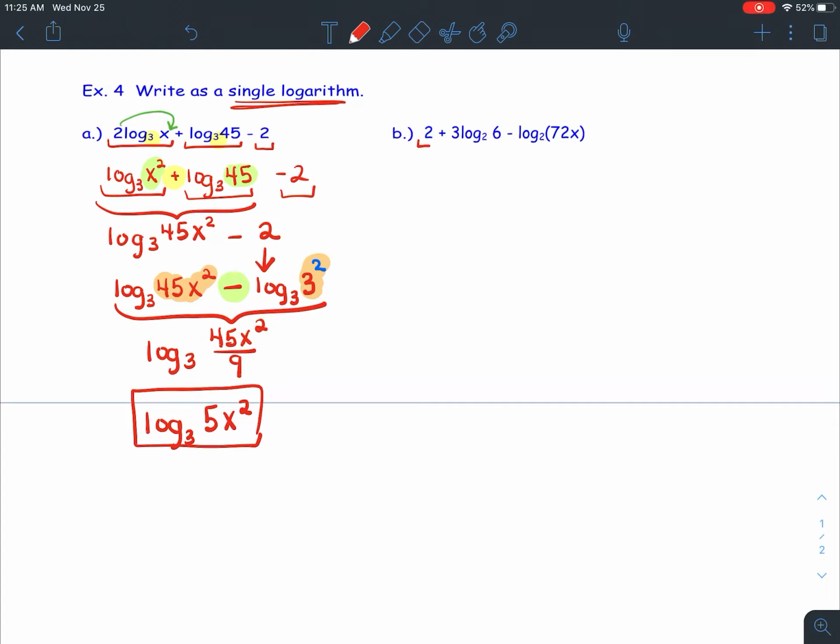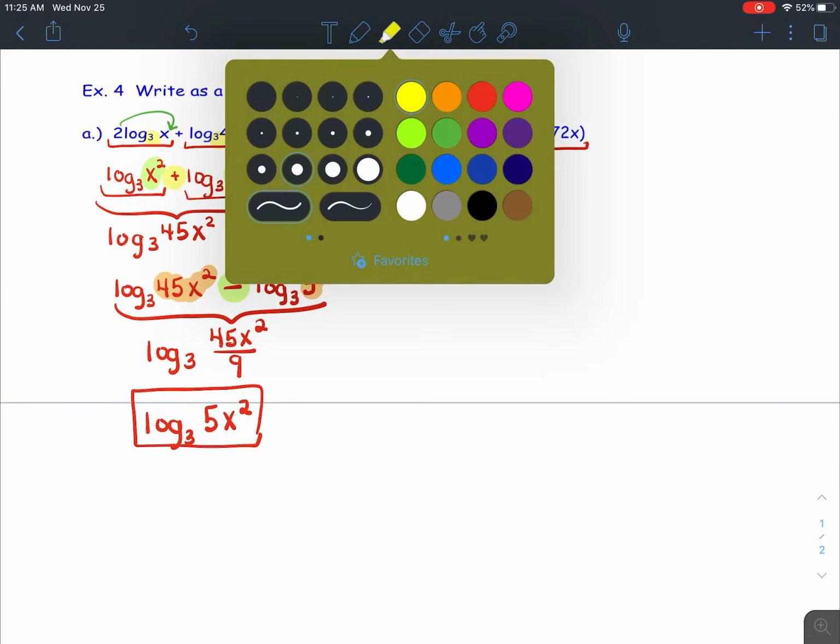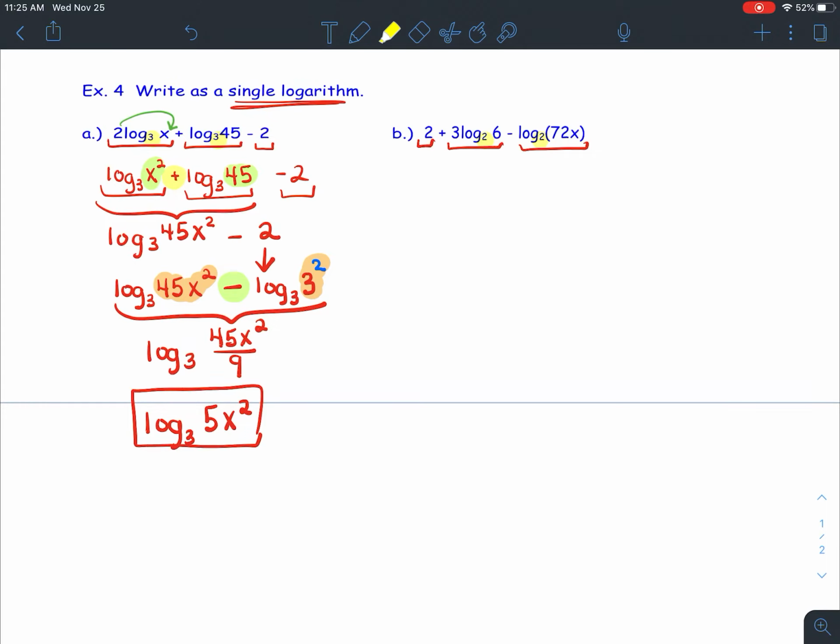Let's go ahead and try a second one. We have 1, 2, 3 terms. The first term is not a logarithm. I need to turn that number 2 into a logarithm. I'm going to note that the bases of the other logarithms look like 2's.